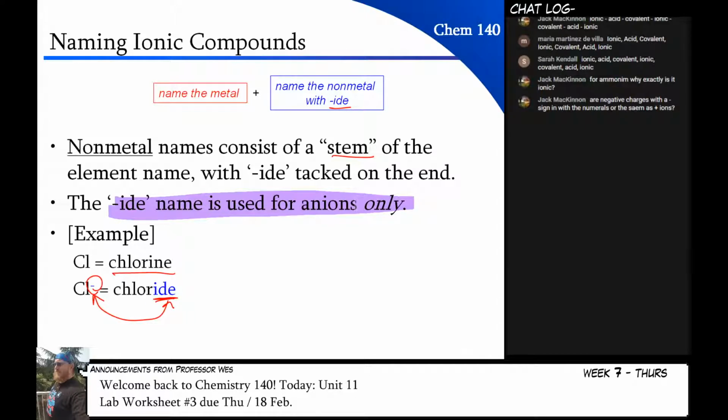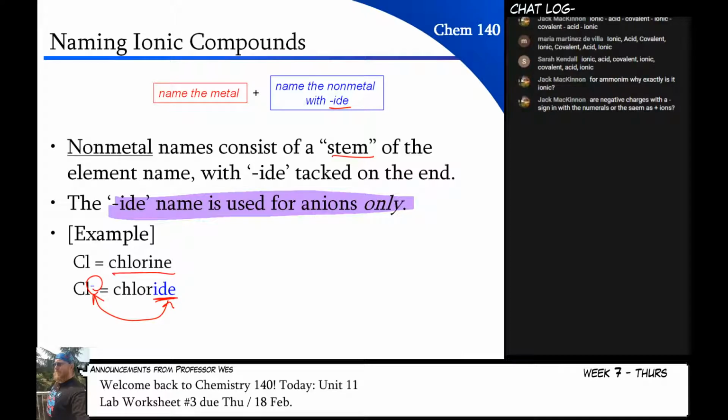Okay? So whenever you hear somebody say something and they end it with ide, they're implying that that is an ion. Are negative charges with a negative sign in with the numerals or the same as plus ions?